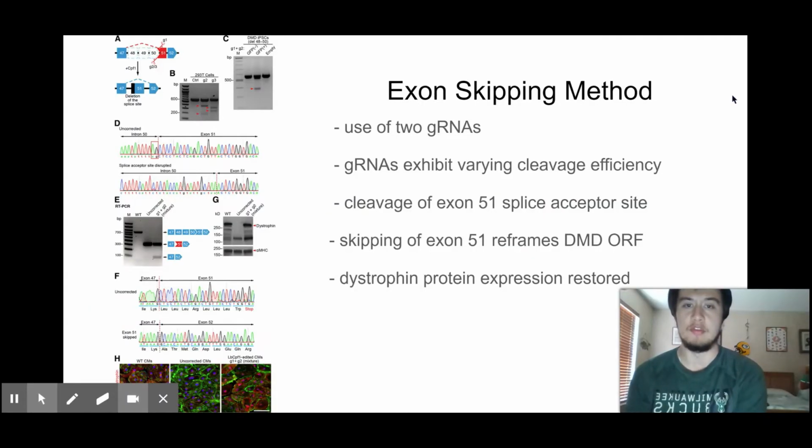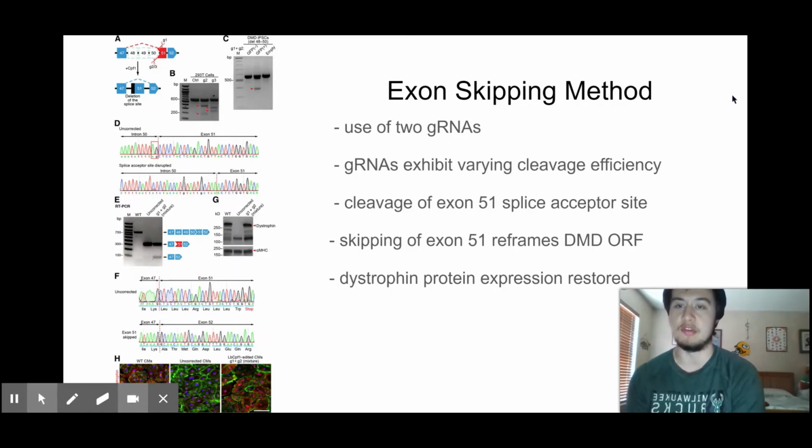Another method used by scientists to restore dystrophin expression was termed exon skipping. You can see in figure A that the G2 or G3 guide RNA guides the LBCPF1 endonuclease to intron 50, while the G1 guide RNA guides the endonuclease to exon 51. The G2 guide RNA had higher cleavage efficiency and was therefore used for the purposes of this experiment.